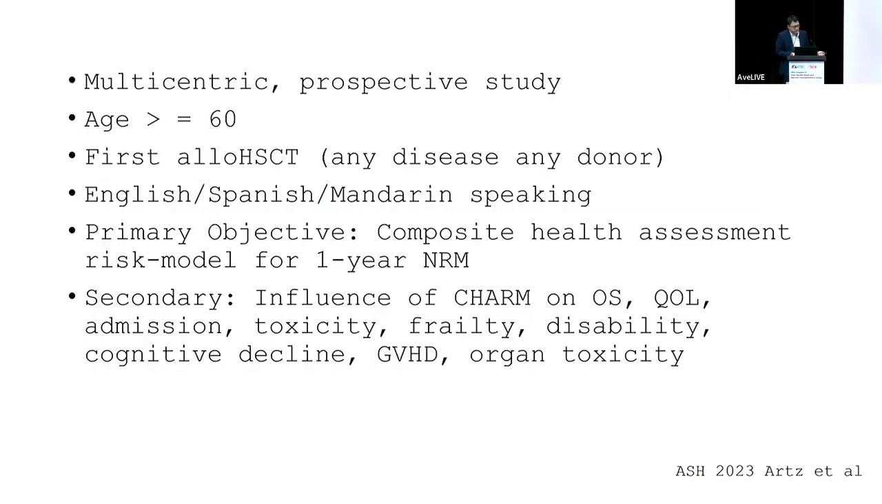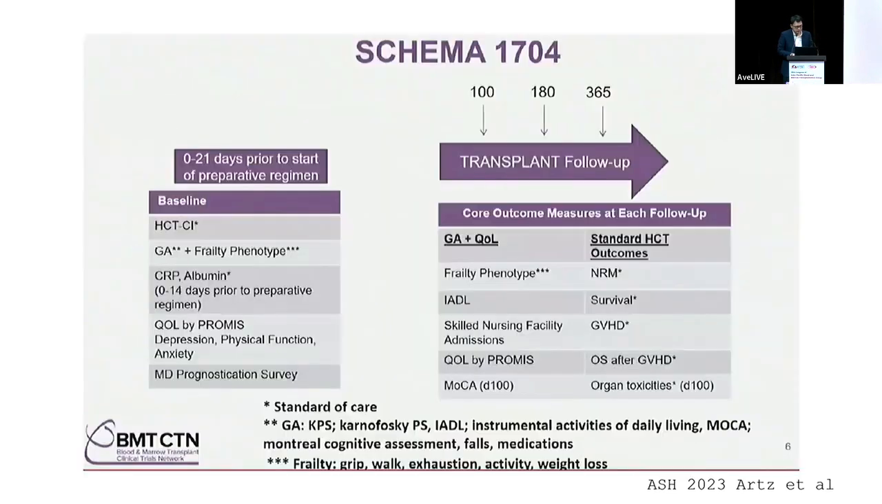It's a multi-center prospective study. They recruited all patients aged more than 60 years old undergoing a first allogeneic transplant. The primary objective was to see whether they could come up with a score system, a risk model, to predict 1-year non-relapse mortality. They assessed the patient at baseline, defined as within 21 days before starting the conditioning regimen.